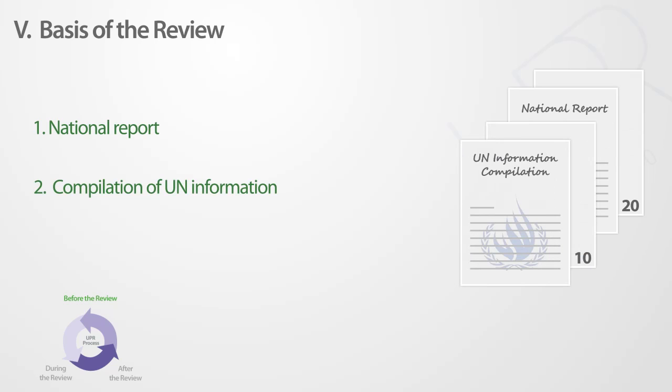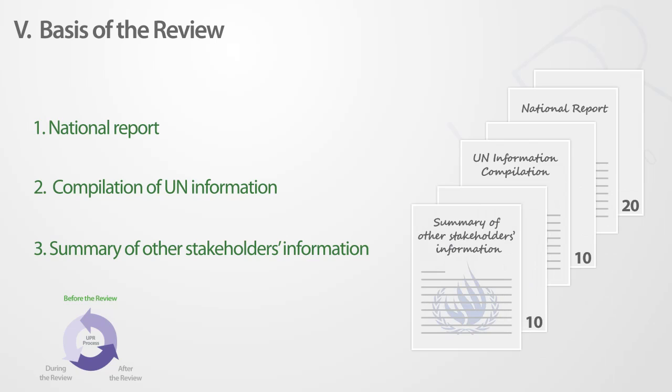The compilation of UN information is prepared by the Office of the High Commissioner for Human Rights and contains information from UN agencies such as UNICEF, UNDP, and UN country teams, and information from UN human rights mechanisms such as the special procedures and treaty bodies. This compilation cannot exceed 10 pages.